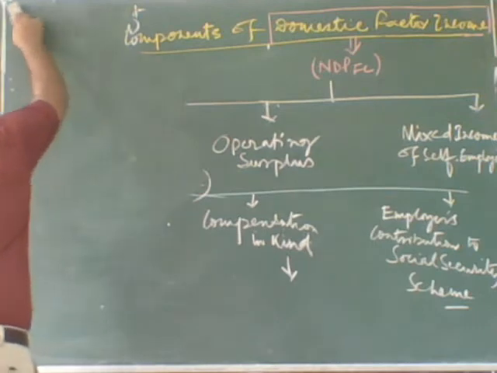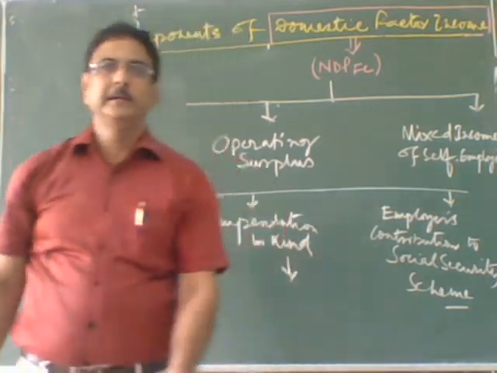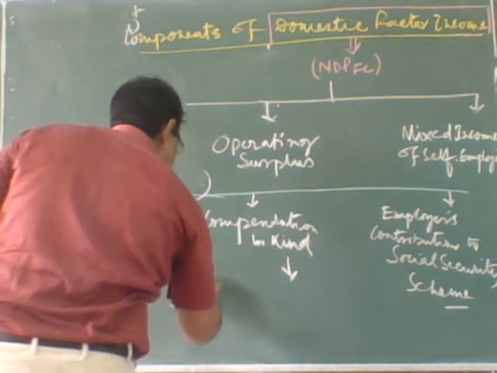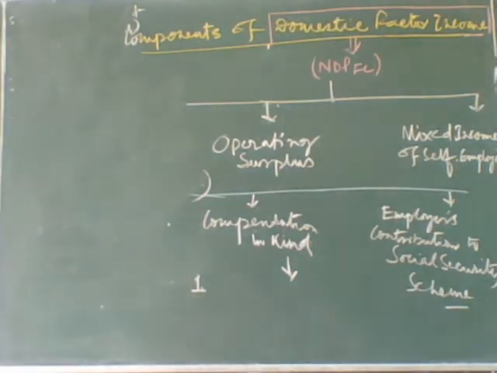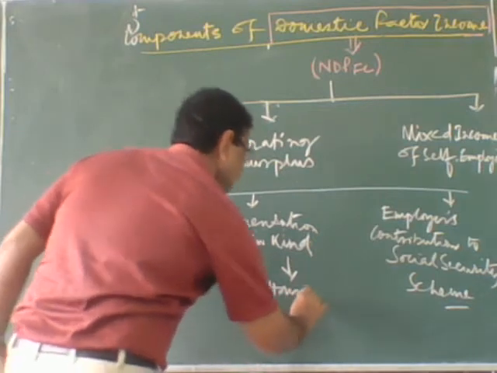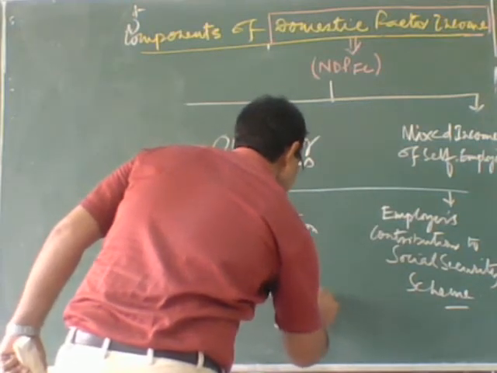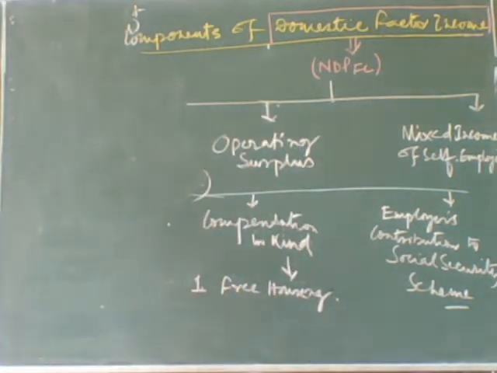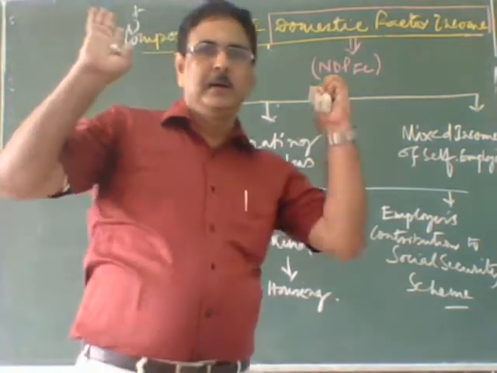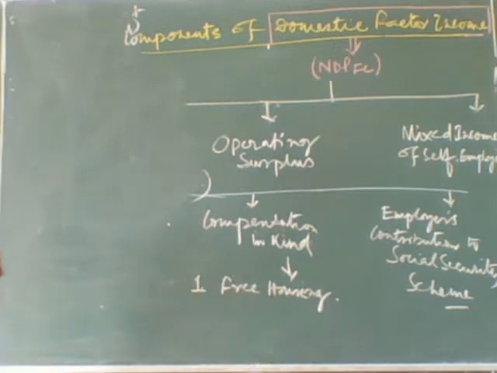Compensation in kind is again divided into many categories. Number one is free housing. That means the employers will provide some houses for their employees to stay in, free housing.